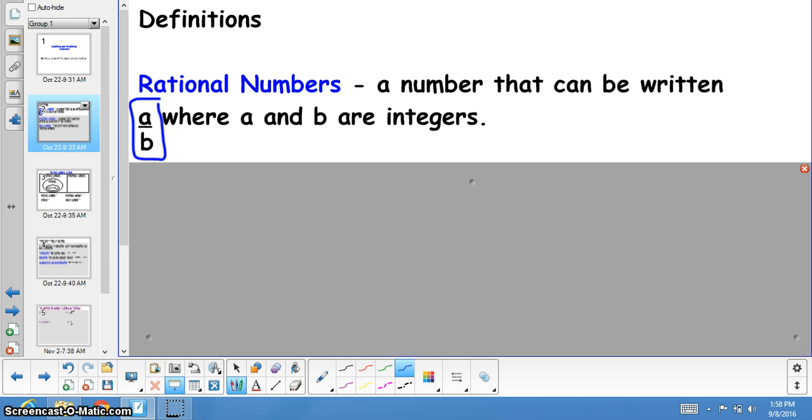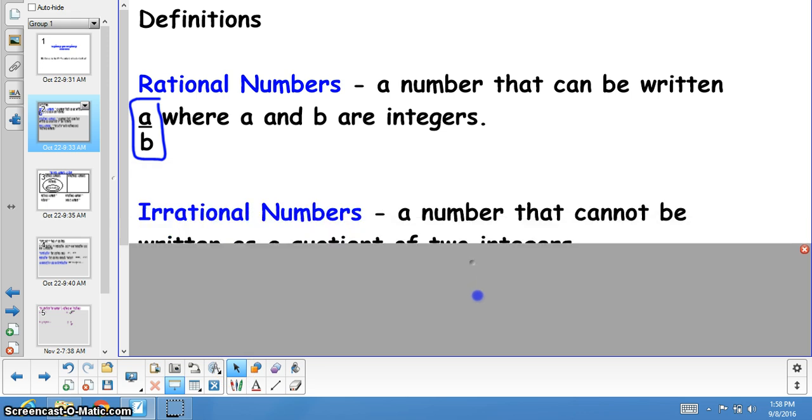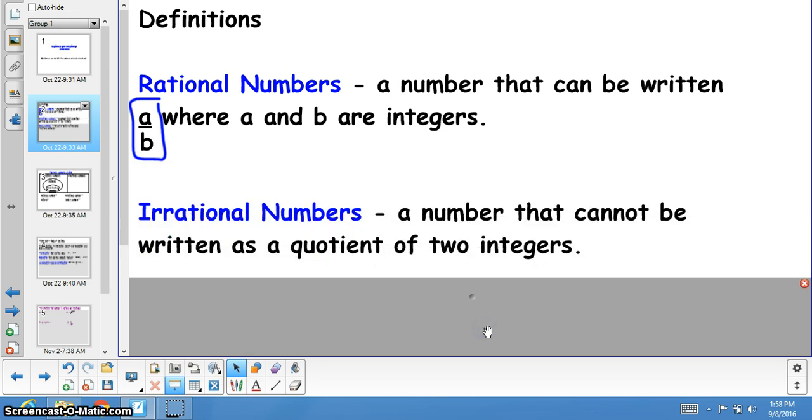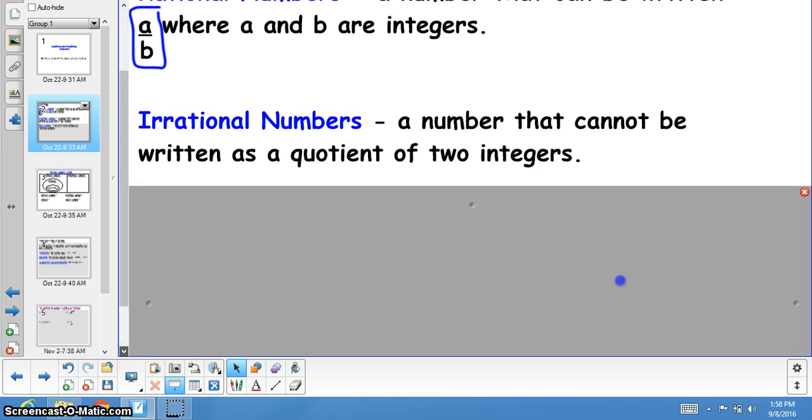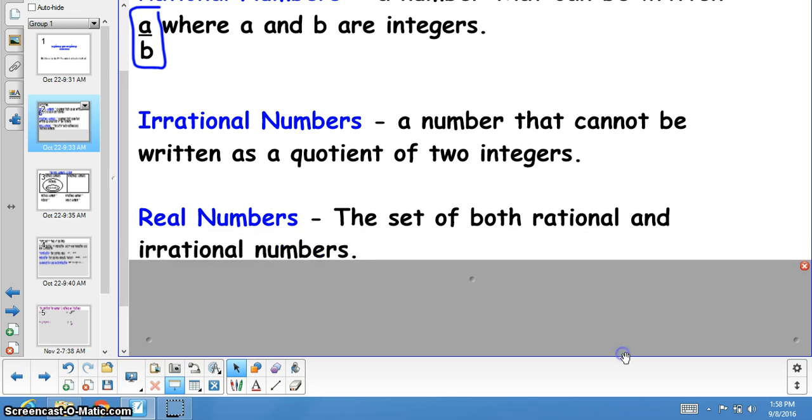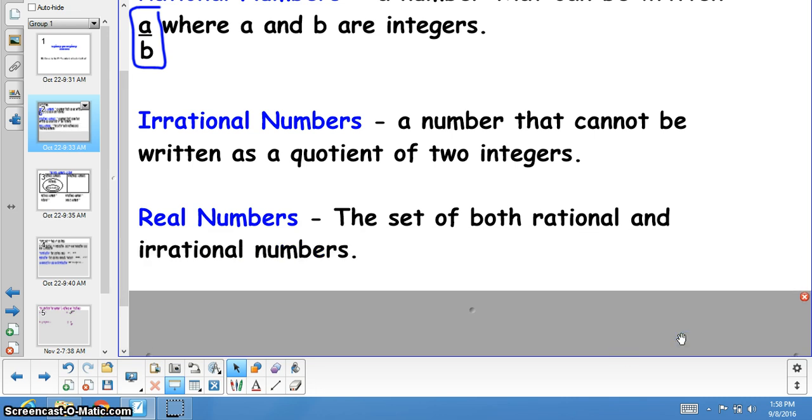The next definition is irrational. Irrational numbers are numbers that cannot be written as a quotient of two integers. So it's saying it can't be written as a fraction. The last vocabulary word is real numbers. Real numbers is just the set of both rational and irrational numbers.